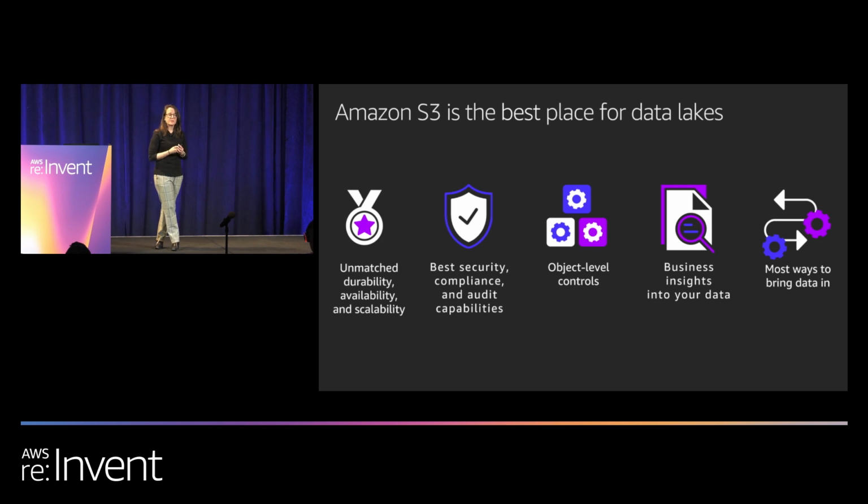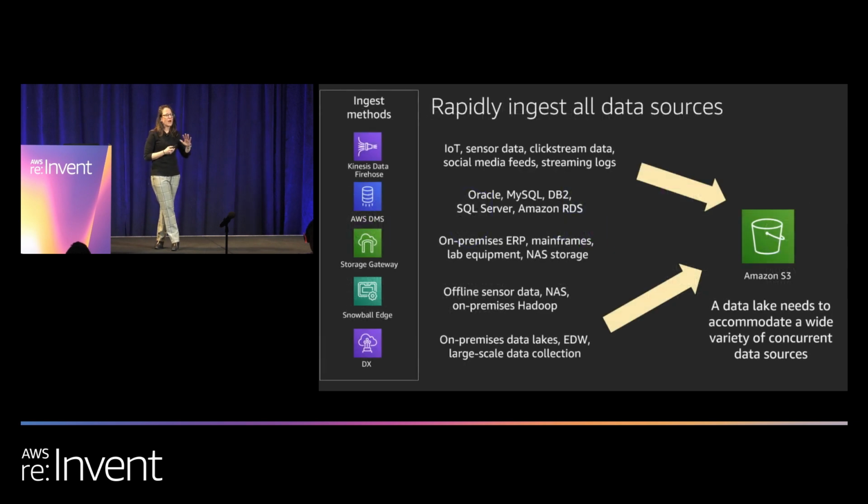And then, of course, there's the most ways to bring data in. So let's talk about bringing data into your data lake. Over the years, we've really increased the number of ingest methods that we have to bring data into S3. And you can bring in data of all types. So, if you're looking to bring in IoT or sensor data or clickstream data, think about using Kinesis Data Firehose.